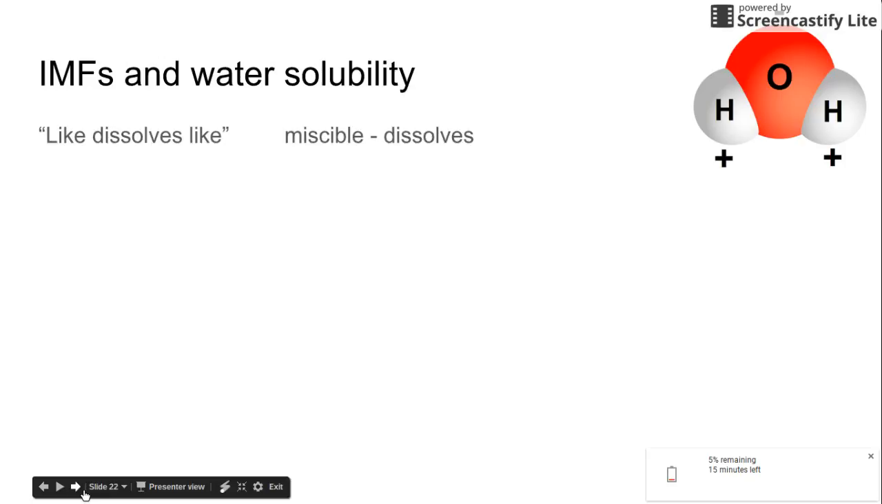You want to remember that like dissolves like, and the word miscible means that it dissolves in the solvent. So they are mixable, miscible. Immiscible means that they do not mix, and that would be like oil and water. But miscible, they dissolve in one another.